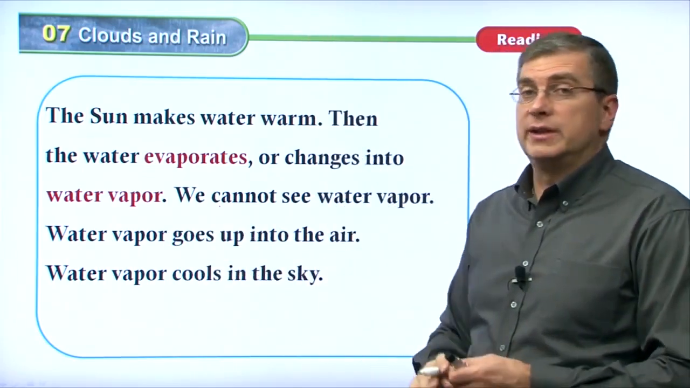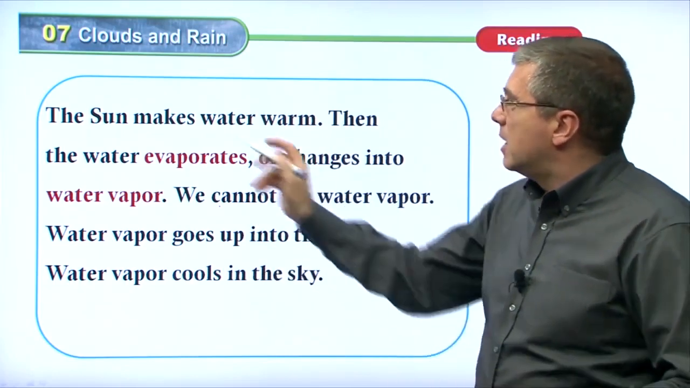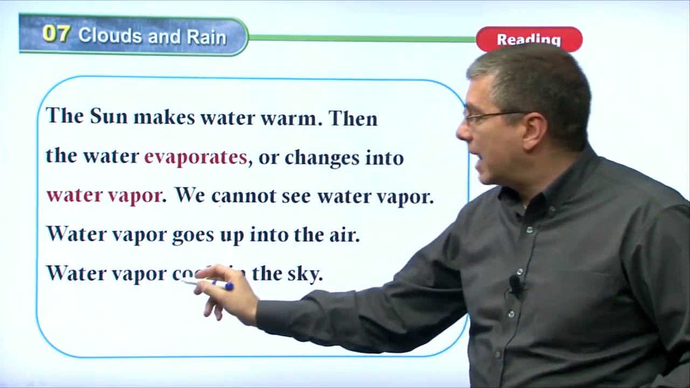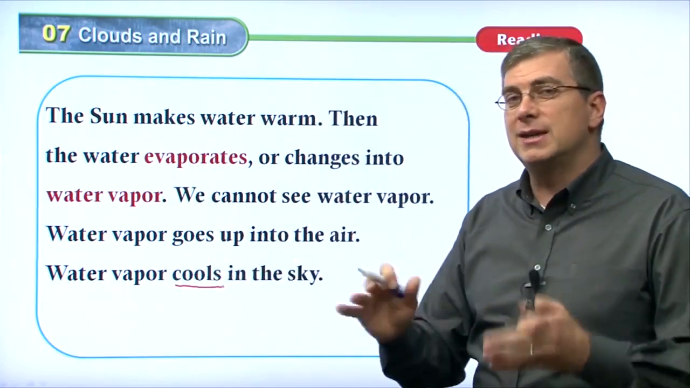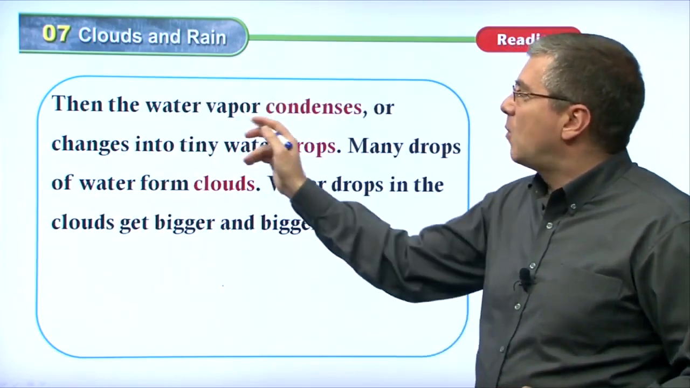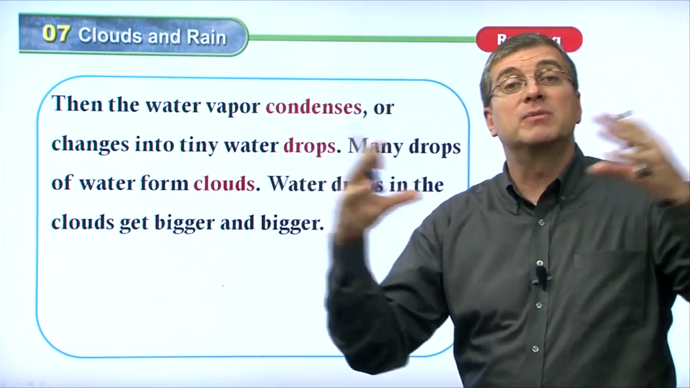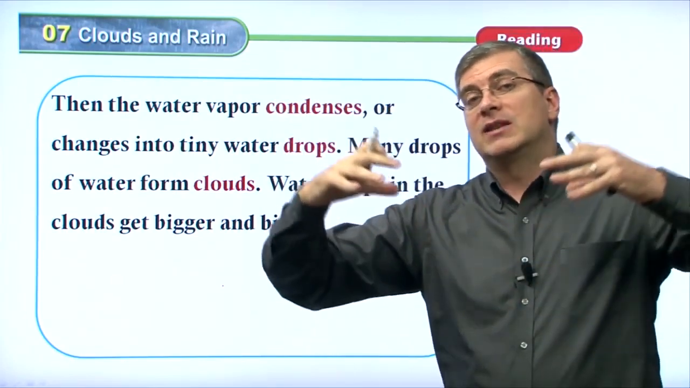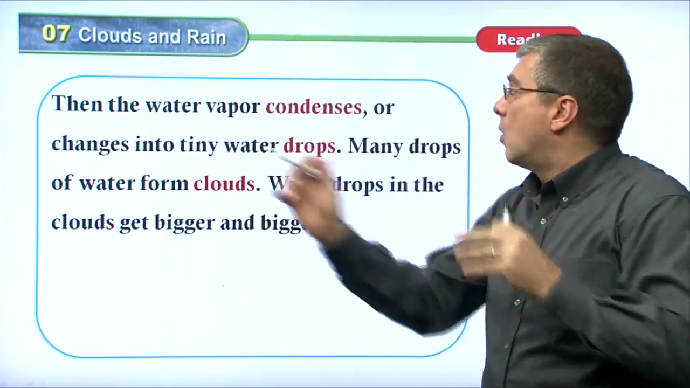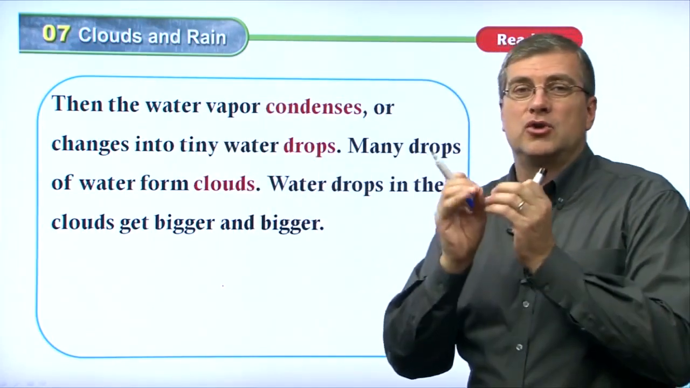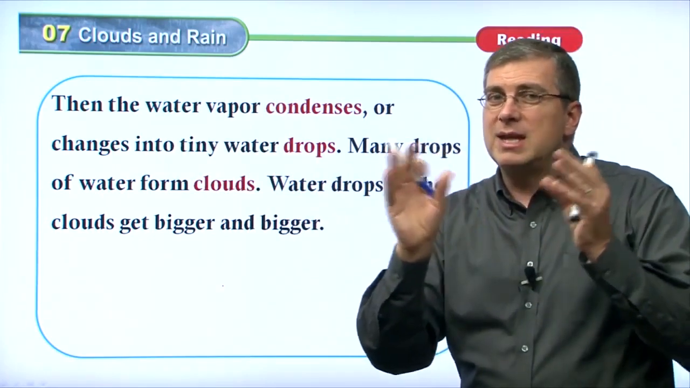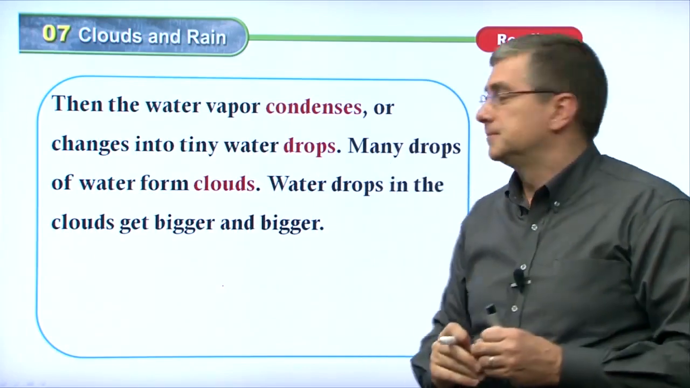Water vapor goes up into the air. Water vapor cools in the sky. So we're talking about the different steps. So first of all, it evaporates, and then the second step, it goes up into the air and it cools down. It cools in the sky. Then what happens to it? Do you know? Do you remember? Of course, then the water vapor condenses. It comes back together. It evaporated, it spread out in the sky, it condenses. It comes back together or changes into tiny water drops. You can see tiny water drops, but before that you can't really see the water in the air.